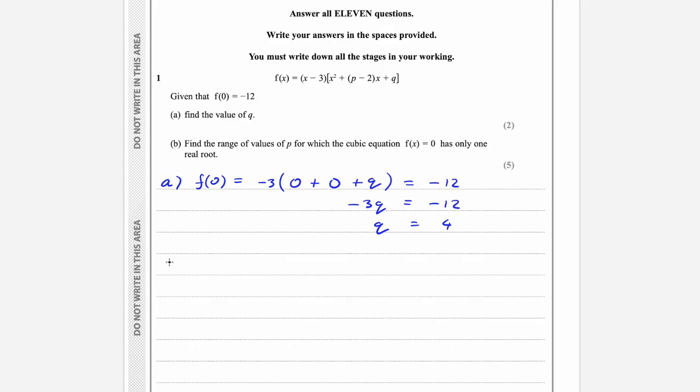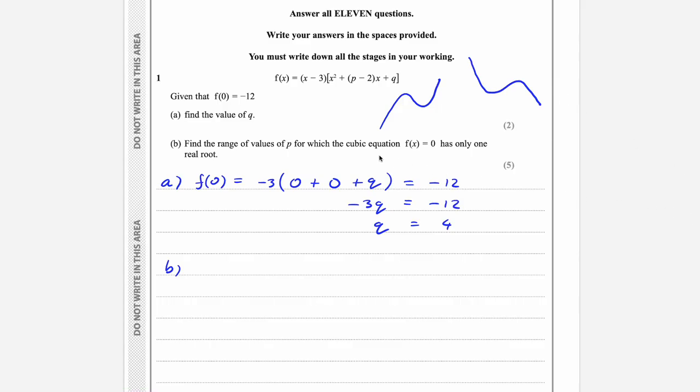Okay, that's question A. Question B, 5 marks. Find the range of values of p for which the cubic equation f of x equals 0 has only one real root. A cubic, any cubic, has at least one root, because a positive cubic goes from negative infinity up, then down, then up to positive infinity, and the negative ones go down, up, down, so again positive infinity to negative infinity. So it's always going to cut the x-axis.